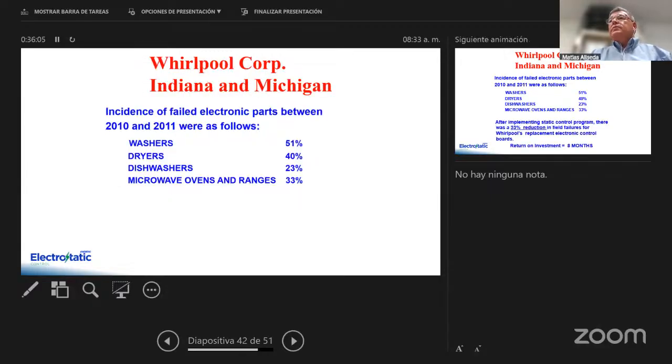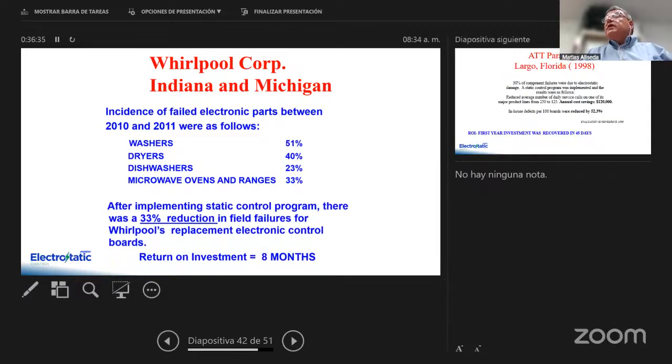Okay, Whirlpool had problems with washers and dishwashers. Today you can see that your washer or dishwasher has a lot of electronics inside, just like the automotive industry. Even the lowest cost car has 8,000 electronic products inside. After implementing ESD control, they had a 33% reduction in field failures from plastic electronics.